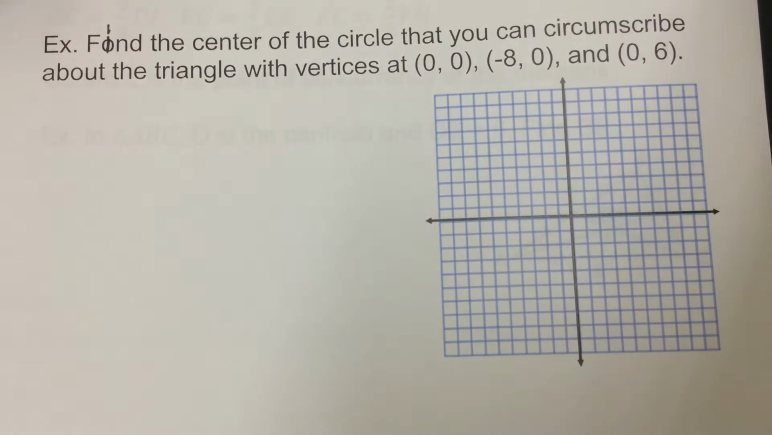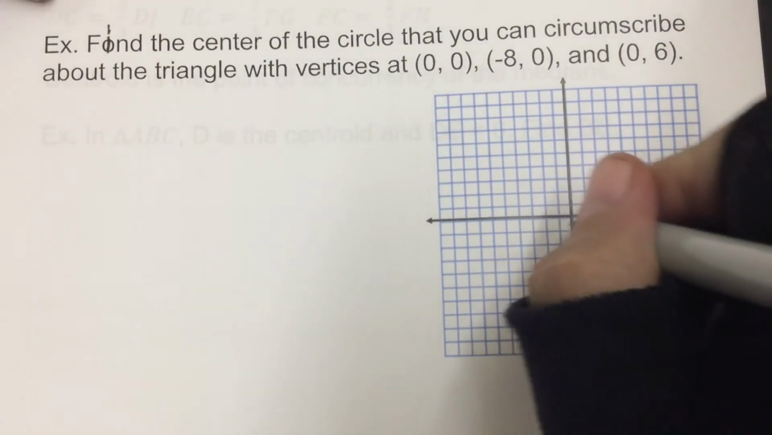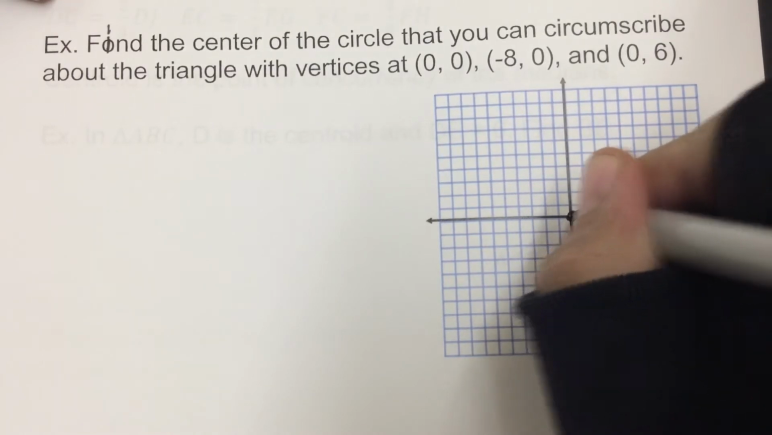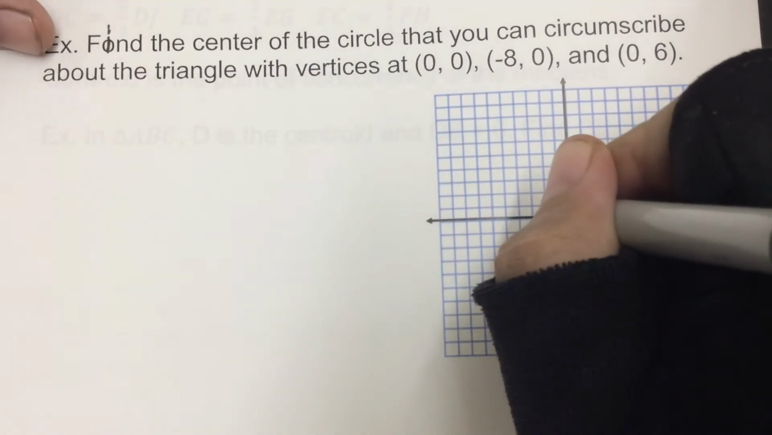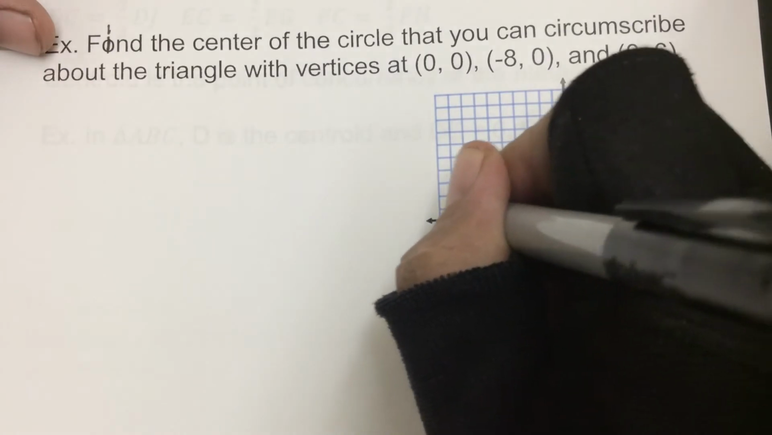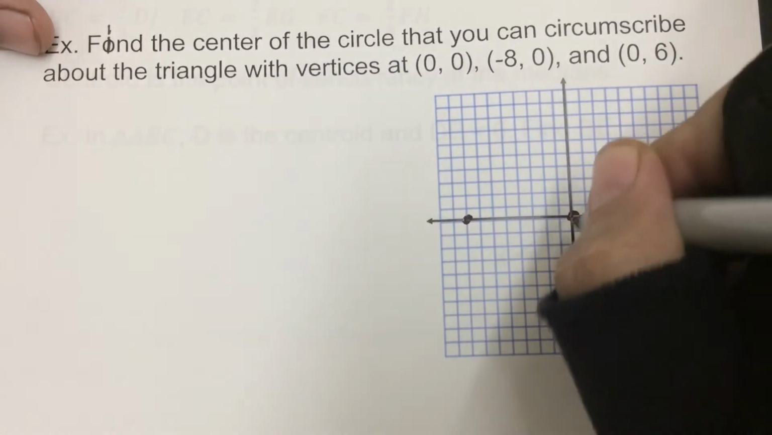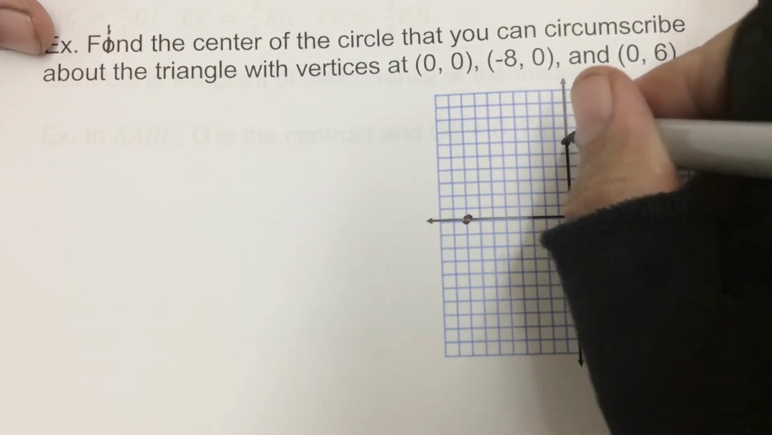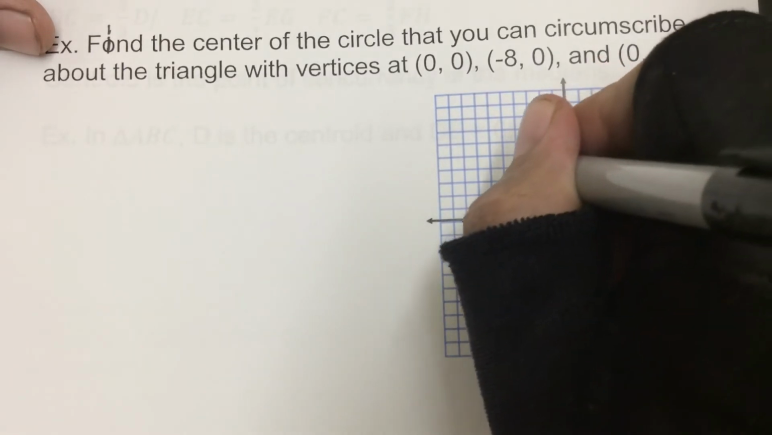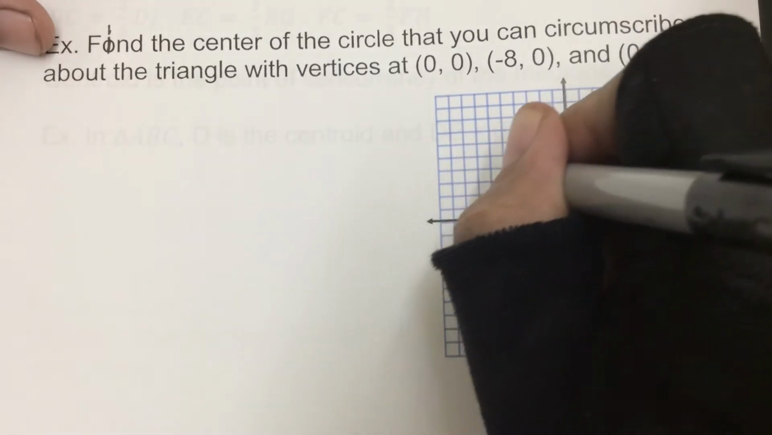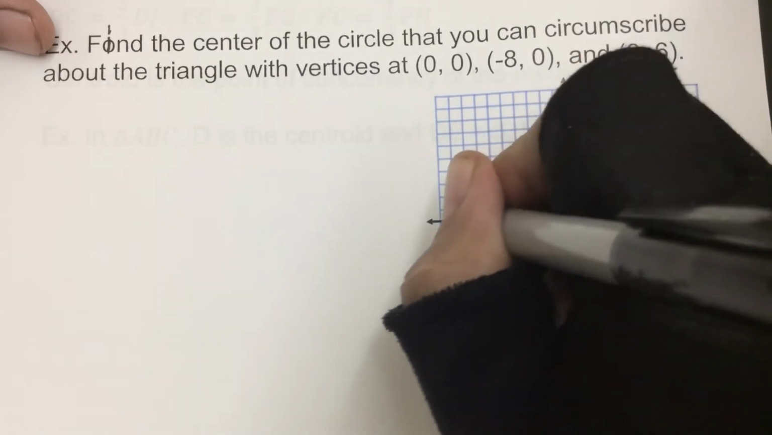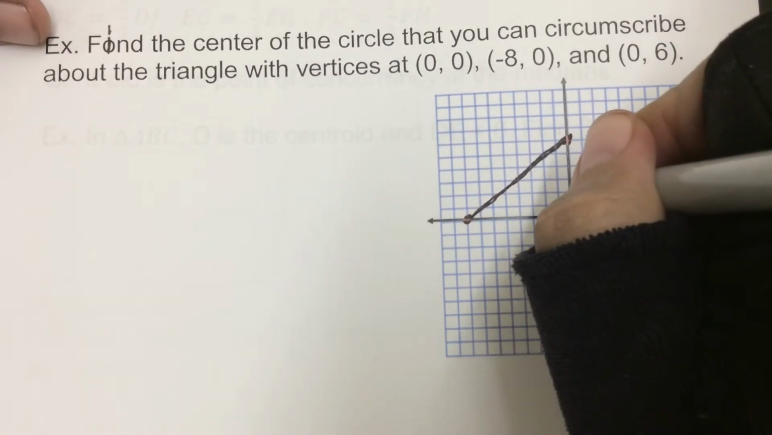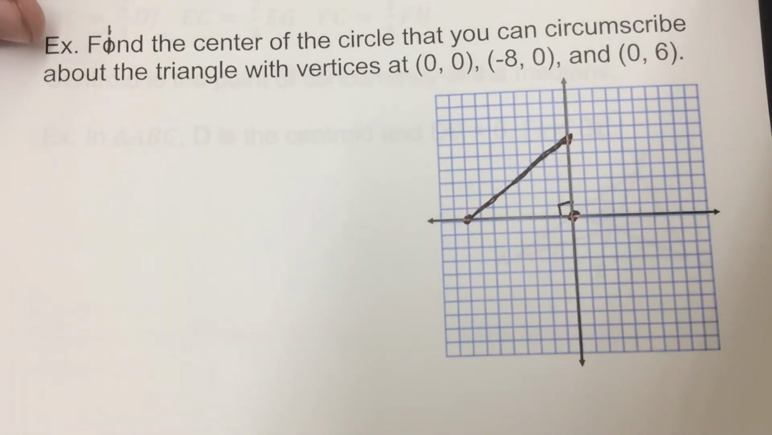Now, what we can do about it is this. Now, here's our example for this lesson. Find the center of the circle that you can circumscribe about the triangle with vertices (0, 0), (negative 8, 0), so 1, 2, 3, 4, 5, 6, 7, 8, and (0, 6), so 1, 2, 3, 4, 5, 6. Now, if I draw the line through here, this would be our triangle. So it would be a right triangle using the axes.